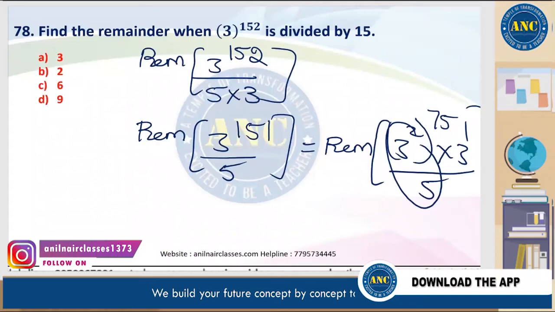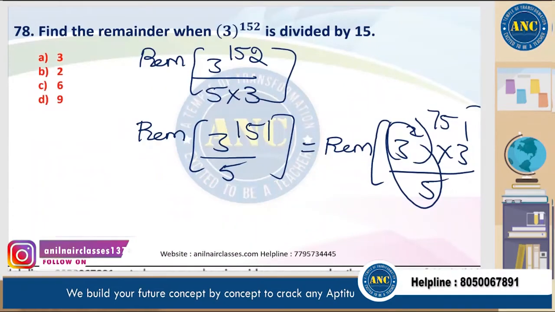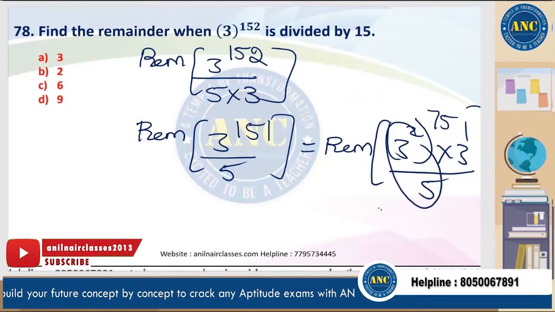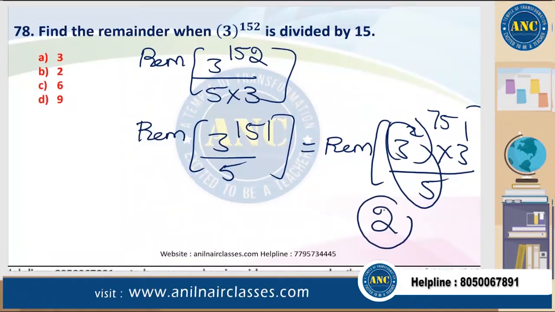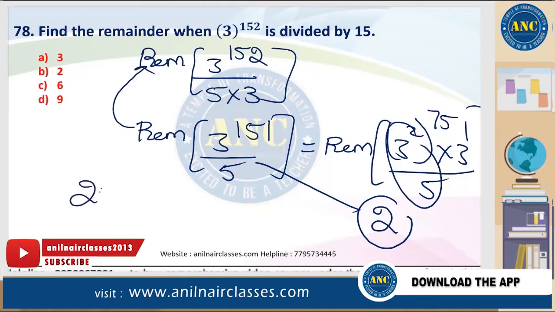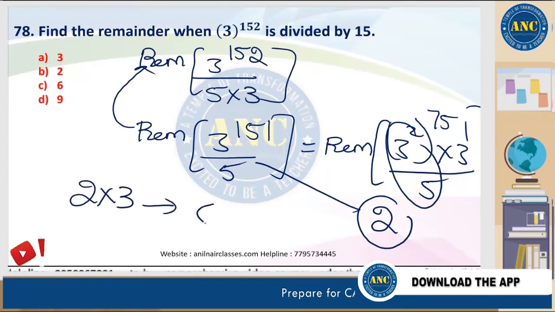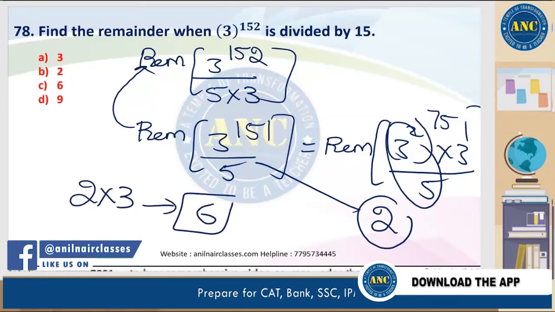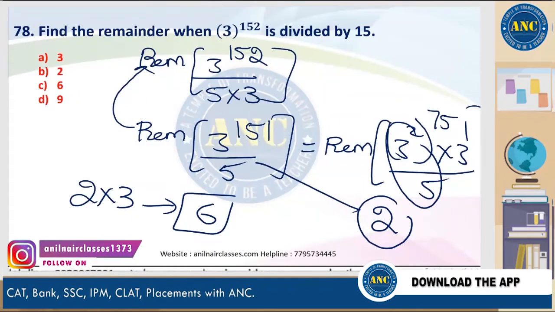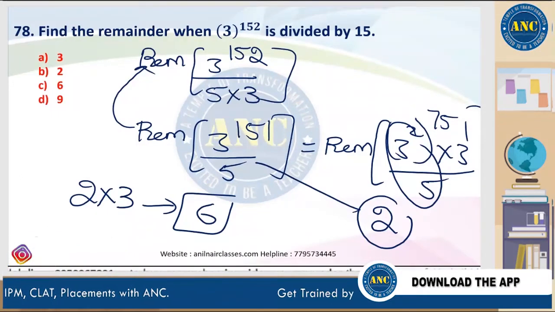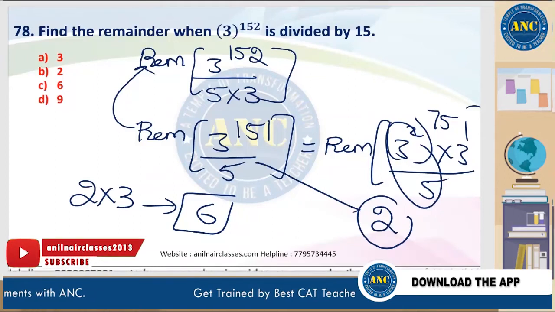5 2s are 10 minus 1. Minus 1 power odd is minus 1. Minus 3. Minus 3 means it will be 2. 2 is for 3 power 151, but I want 3 power 152. So multiply by 3. 2 into 3, answer is 6. Once you understand Chinese remainder theorem, these questions are very, very easy to solve.